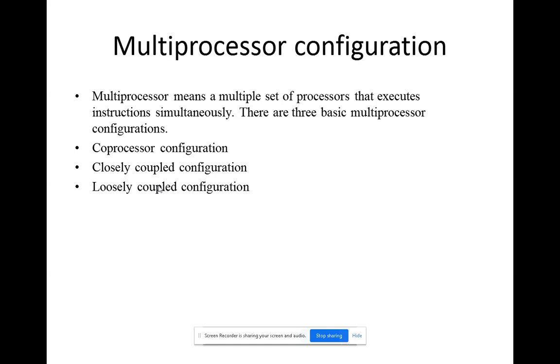We go for multi-processor because sometimes a single processor cannot complete a work, so you have to connect more than one processor. Your main processor will act as a master, and the remaining processors will act as slave processors. So for completing the task in time or speedily, you have to connect more than one processor.